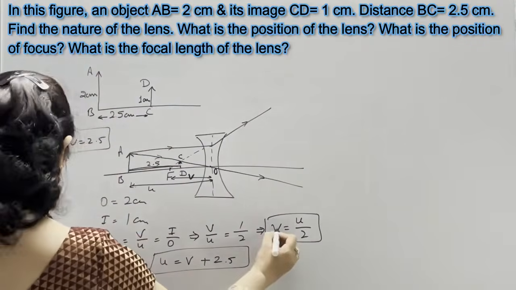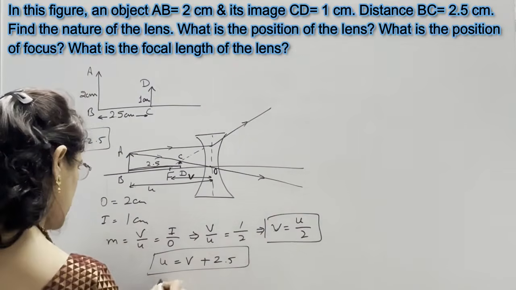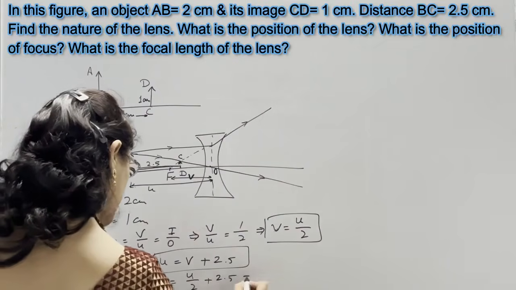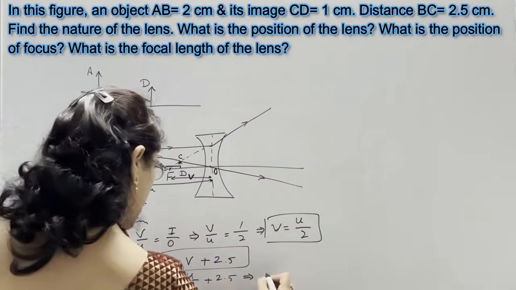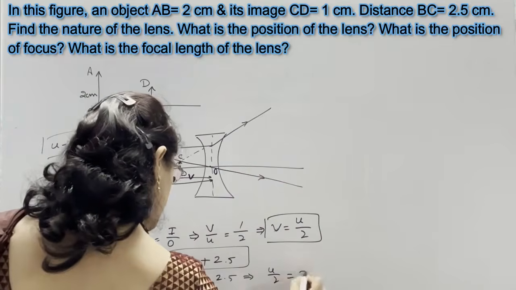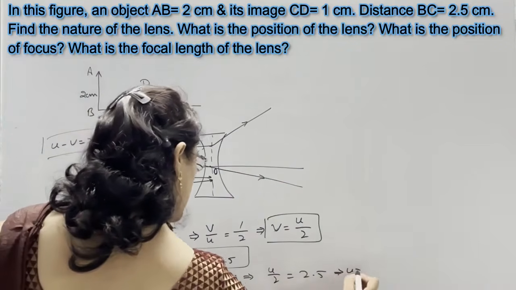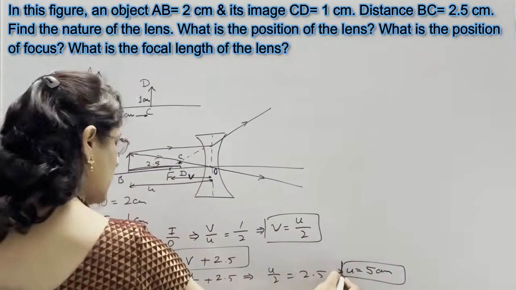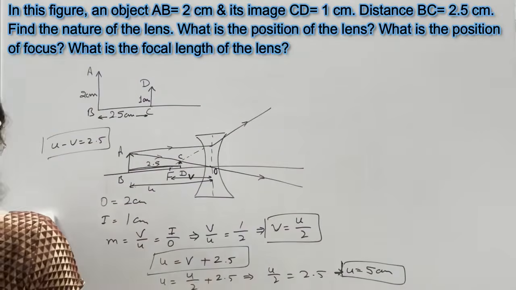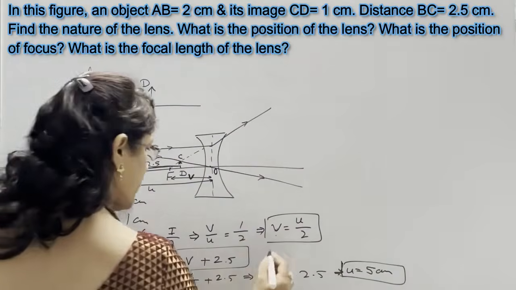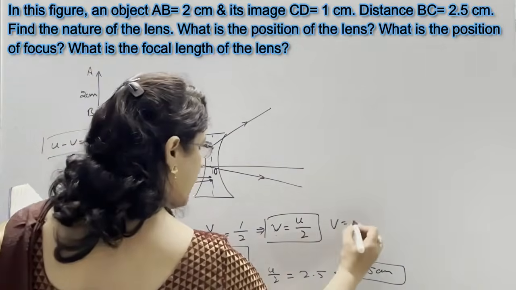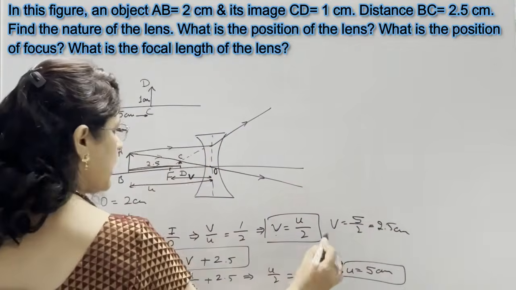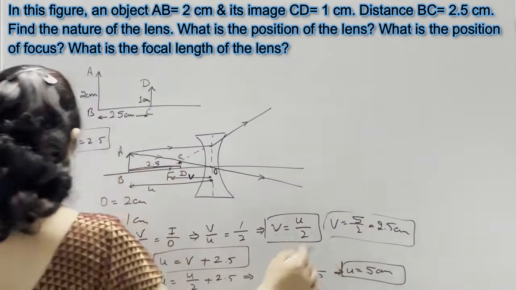Now the second value is V is equal to U upon 2. So U is equal to U upon 2 plus 2.5. It means U minus half U, which is U by 2, is equal to 2.5. It means the value of U is equal to 5 centimeter. So the distance of the object from the lens is 5 centimeter in our case. And the value of V, it means image distance, is half of this. It means 5 upon 2, which is 2.5 centimeter.